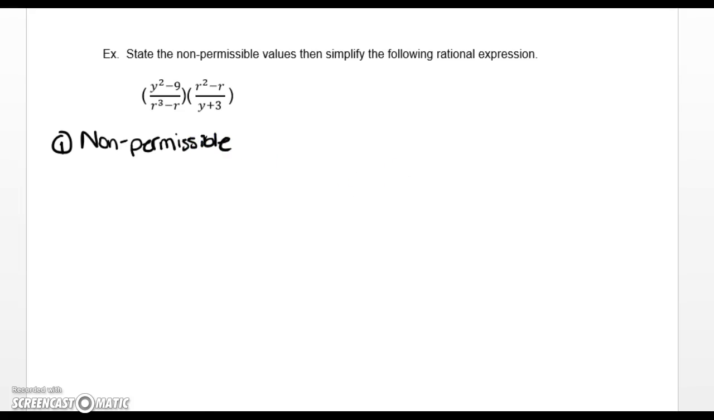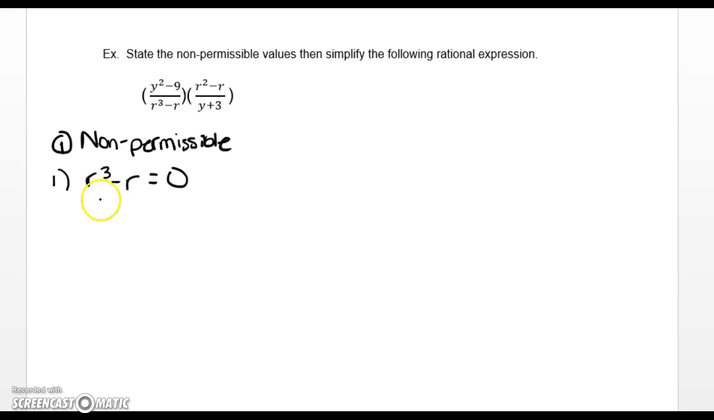Just like we did in the last video, we need to look at our denominators and set them equal to 0 to find out what values for r and y would make the denominator 0. So we're looking at our first fraction here, which is r cubed minus r. We're going to set that equal to 0. That way we find what values for r would make that expression 0.